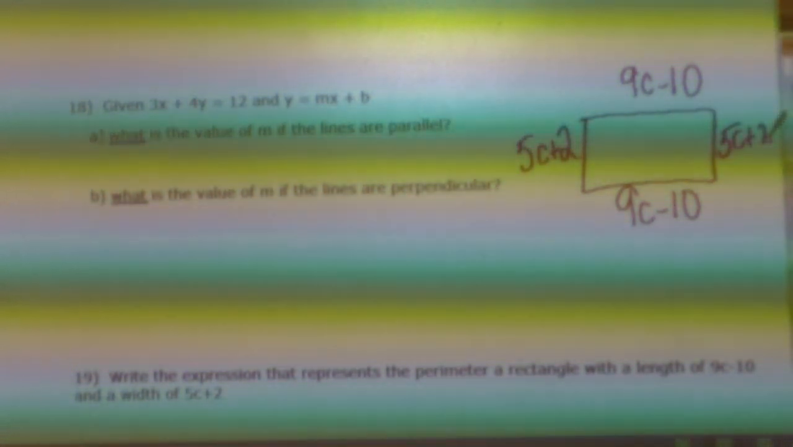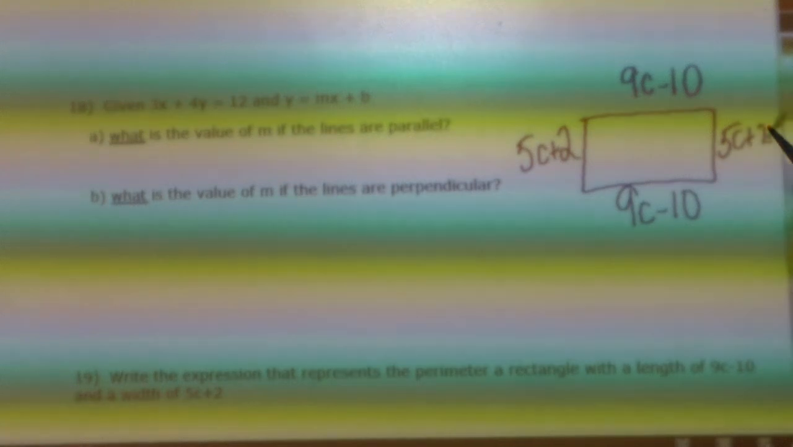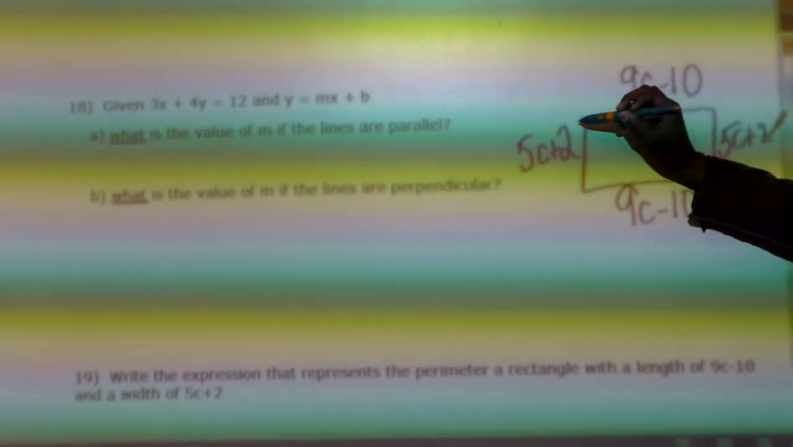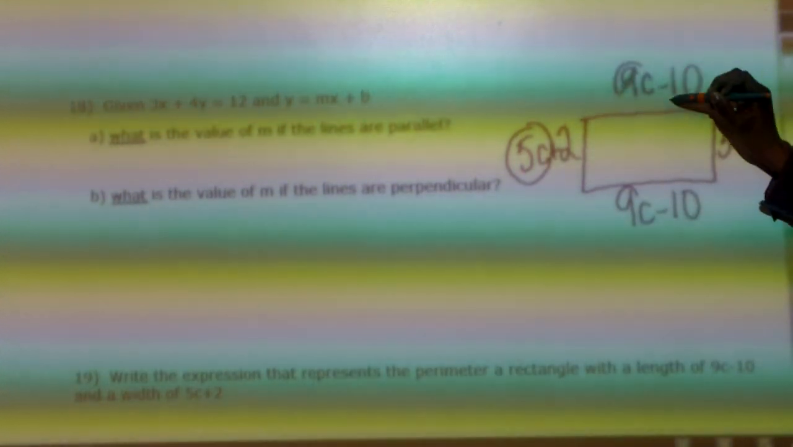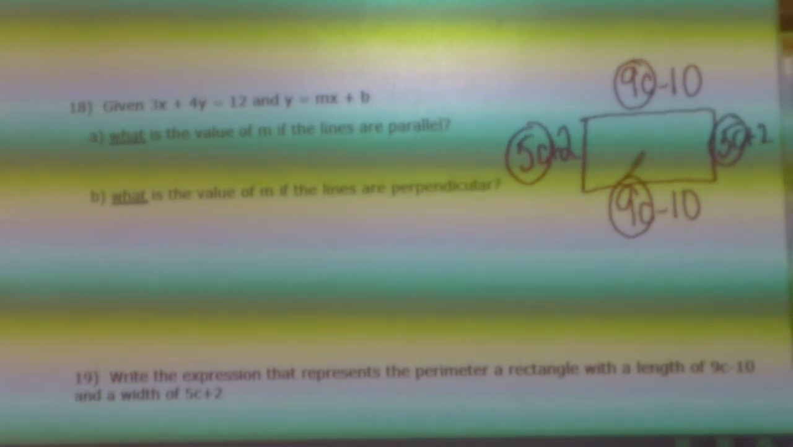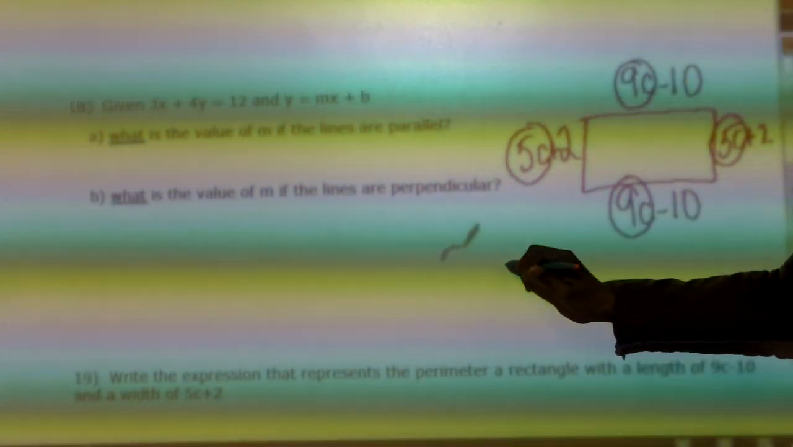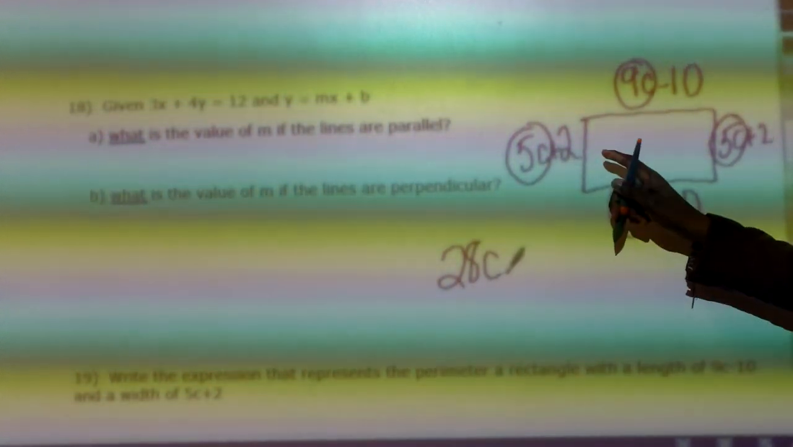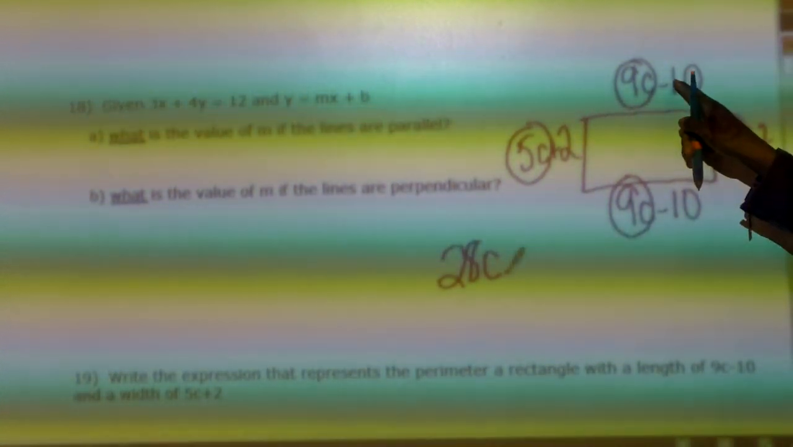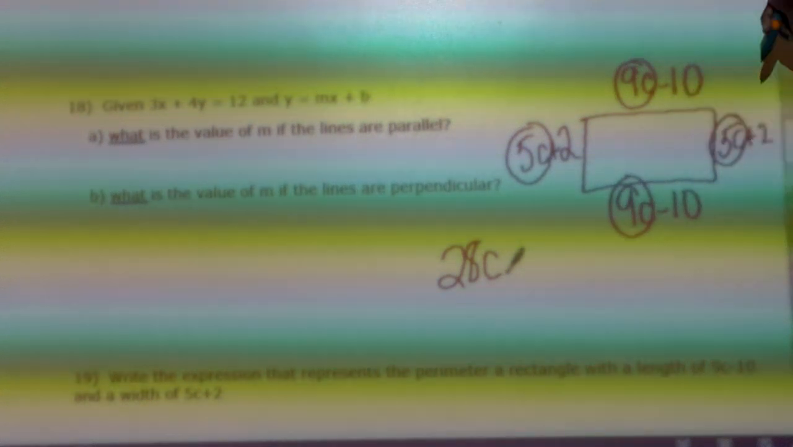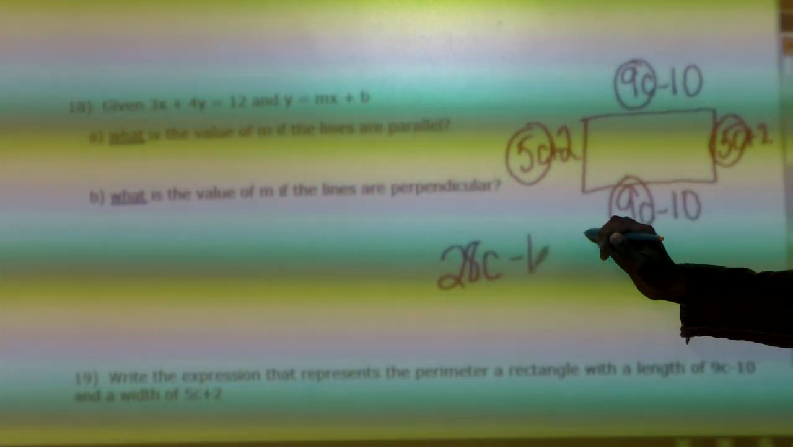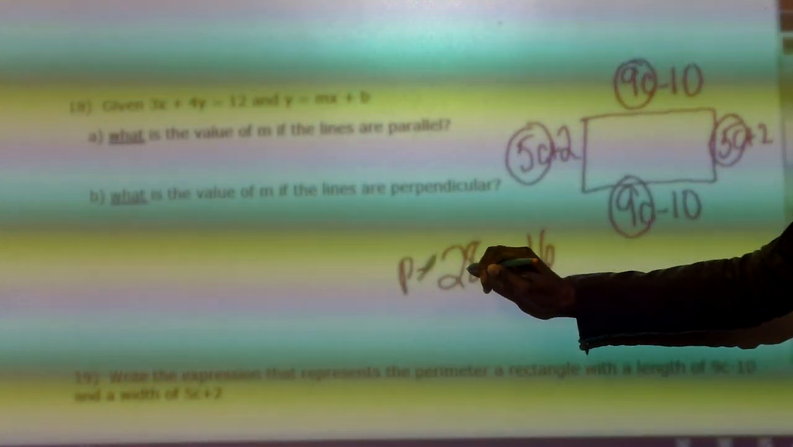And what does perimeter mean? Add up all the sides. So basically we're adding up all 4 sides, collecting like terms. So 5c plus 9c plus 5c plus 9c, what do we get? 28c. And then 2 plus 2 is 4, minus 10 is negative 6, minus another 10 is what? Negative 16, and so that is our perimeter.